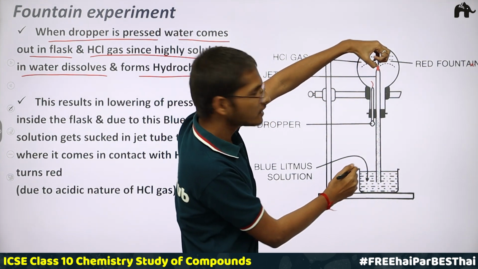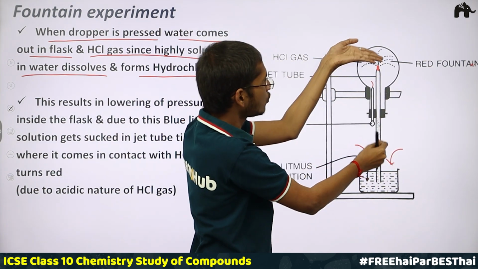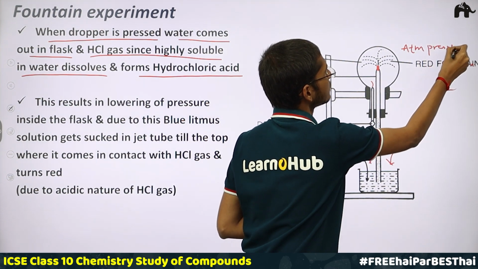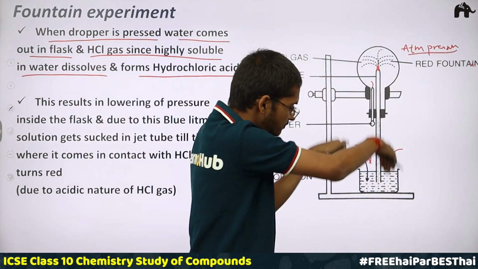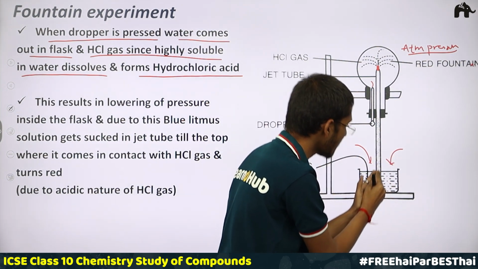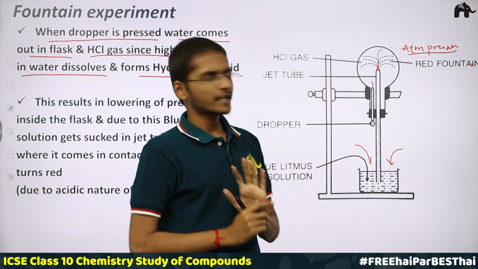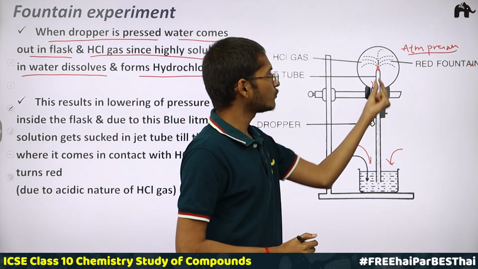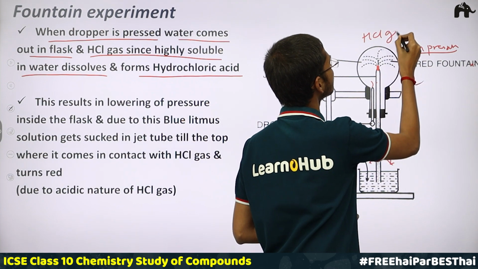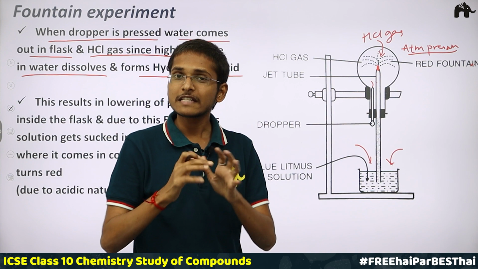Here there is low pressure, so the atmospheric pressure would now push this. Here the pressure is low as compared to the atmospheric pressure. So what would happen? Atmospheric pressure would press this blue litmus solution, and it would make this blue litmus solution pass through this jet tube. And now we know that once this blue litmus solution reaches the tip of this jet tube, it would come in contact with the HCl gas which is present here. And we know the nature of HCl gas. If you don't know, I will tell you, it's acidic in nature.